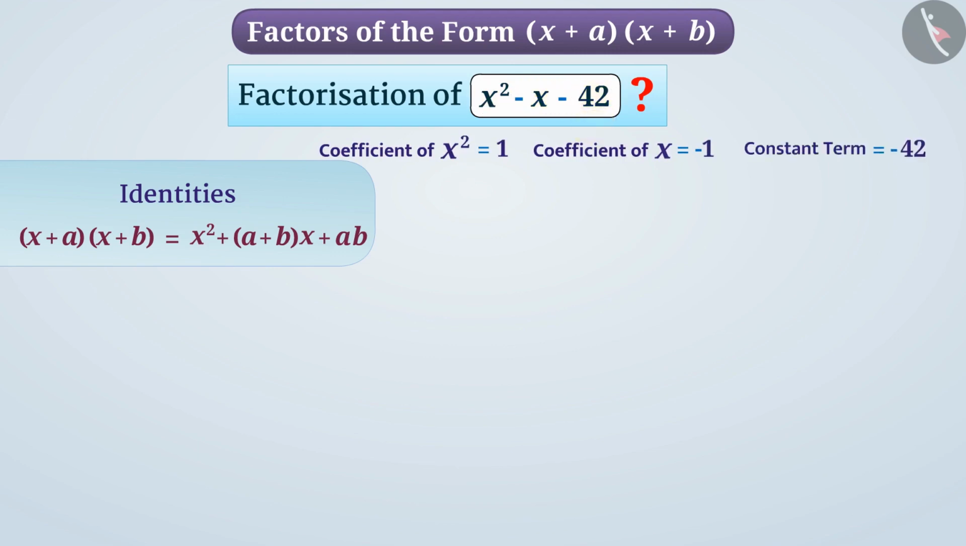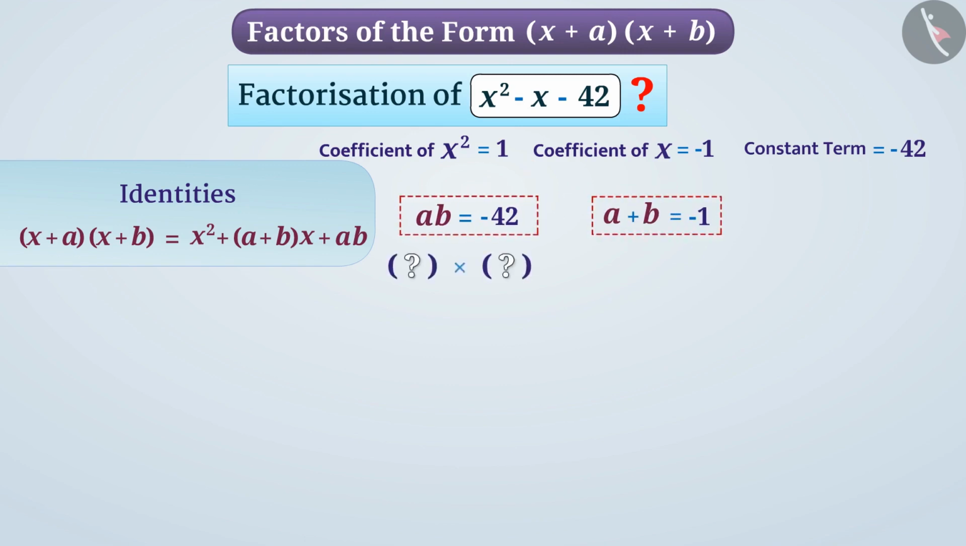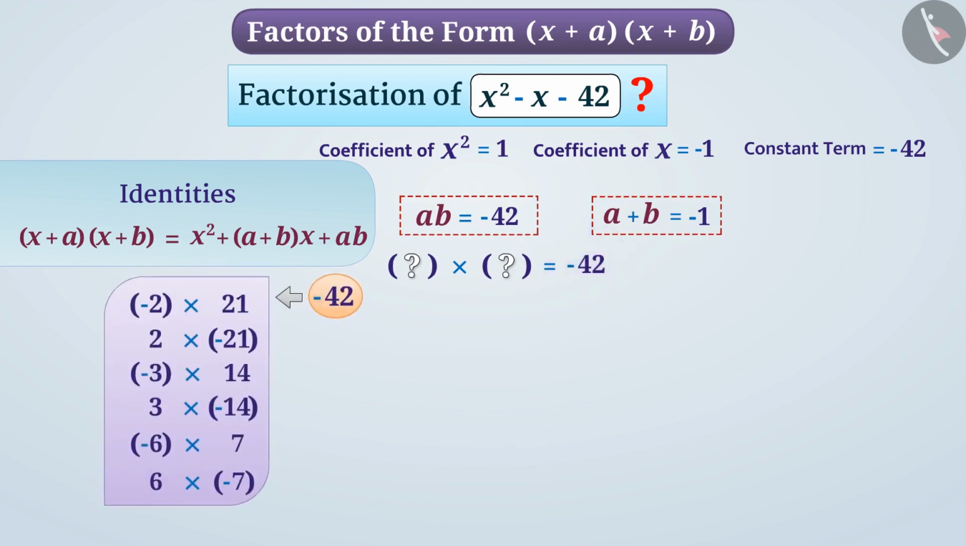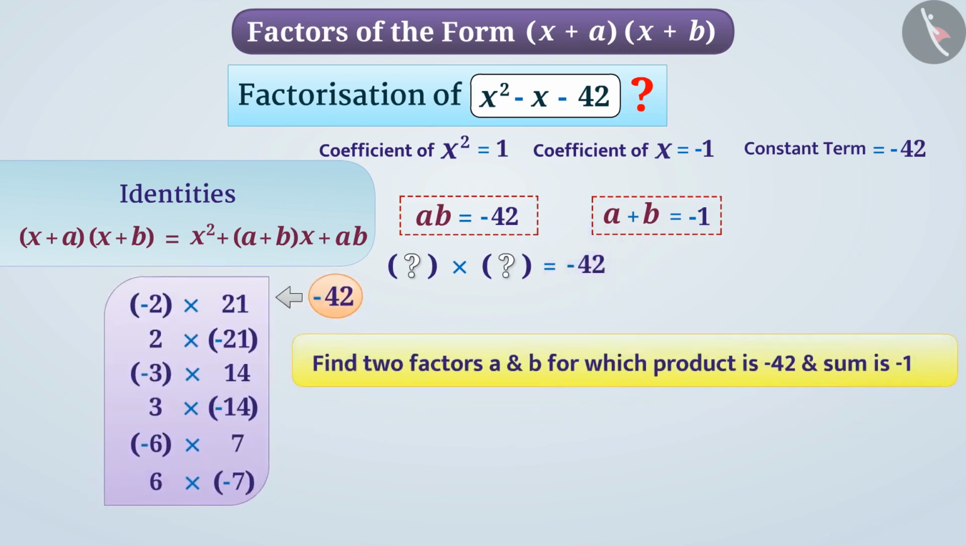We have to find two numbers a and b for which the product is −42 and the sum is −1. The conditions in which we get the product of two numbers as −42 are as follows. Now, can you find the two factors of 42 which when added give the result −1? Think.